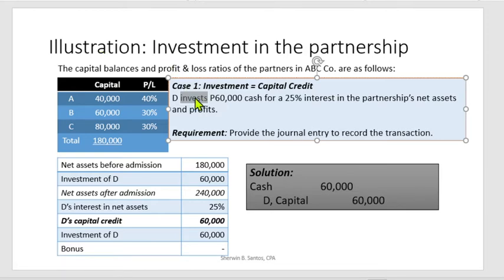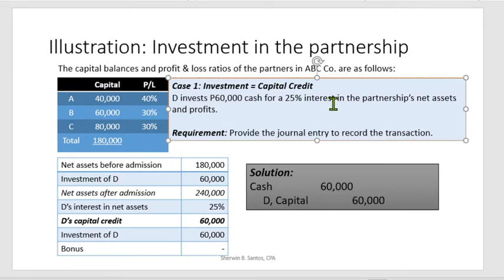So, you have to qualify first kung ano ba ang condition nung admission ng new partner. Is it a purchase of interest or is it an investment in the partnership? So, in this case, nandito tayo sa investment in the partnership. Since ito ay investment in the partnership, magkano ang ininvest niya? 60,000 para sa 25% interest in the partnership assets.